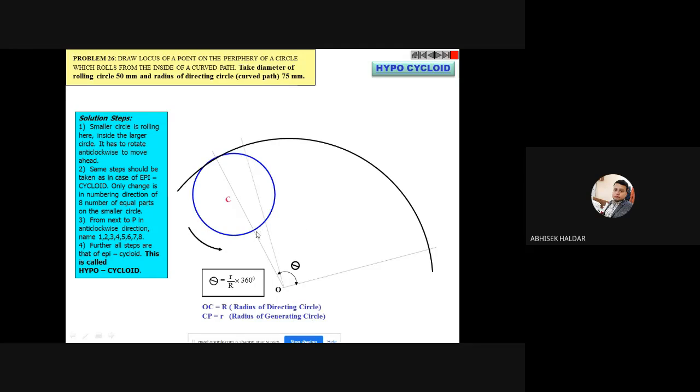They have divided this angle first. You can divide this circle first into 8 equal parts, or you can divide this angle into 8 equal parts first. That is totally up to you. Here you can see that they have divided the angle first into 8 equal parts. Just go on bisecting. Then they have drawn the arcs.